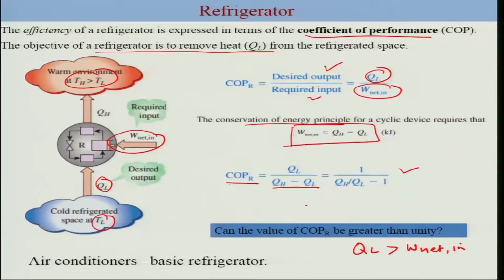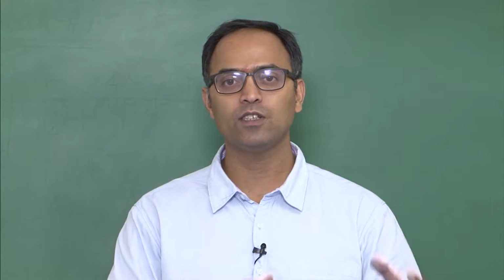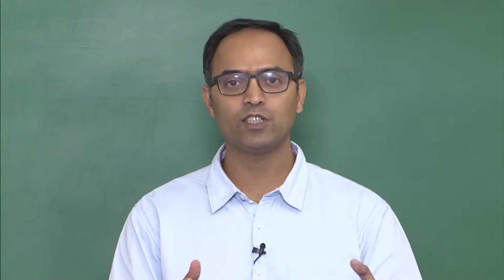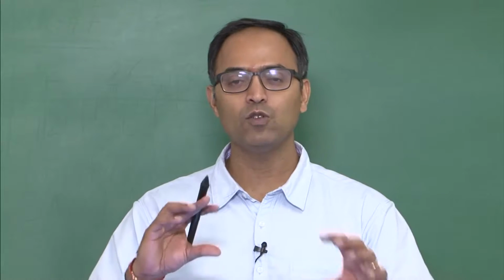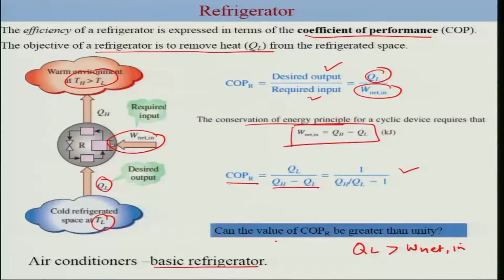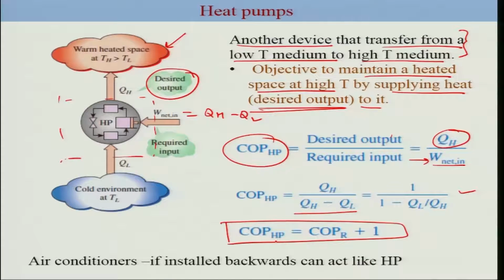Note that air conditioners are basically refrigerators, where the room becomes the refrigerator space. In the refrigerator, the freezer becomes, for example, the refrigerator space. For the case of an air conditioner, the room itself becomes the refrigerator space. Now if you turn the AC around backward and install it such that the refrigerator space is outside, then it can act like a heat pump. So an air conditioner, if installed backward, can act like a heat pump.